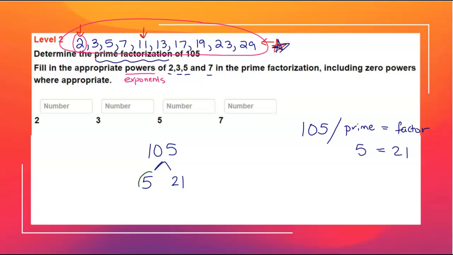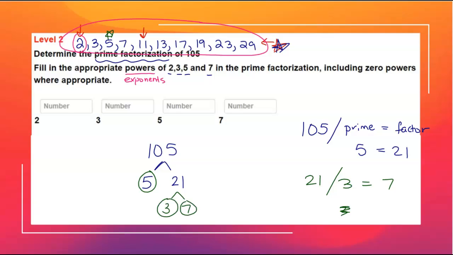Now 5 is prime, so I'm going to circle that just to know that one's done. It's on my list here. But 21 is not prime. I'm going to do now 21 divided by another prime number. And I could do 2, but that would be a waste of time because it's not even. So let's try dividing by 3. And 3 times 7 is 21. So I know that I can break this down to 3 times 7.